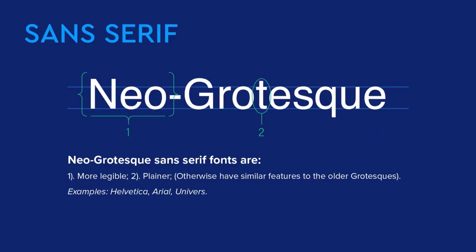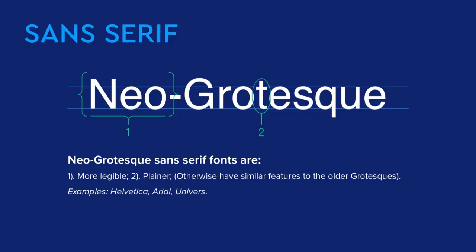Sans serif neo grotesque comes after grotesque. This is a subcategory of the sans serif. The key characteristics are that the place highlighted as number one is more legible, and the place highlighted as number two is plainer. Examples of fonts that fall into this category are Helvetica, Arial, and Univers.